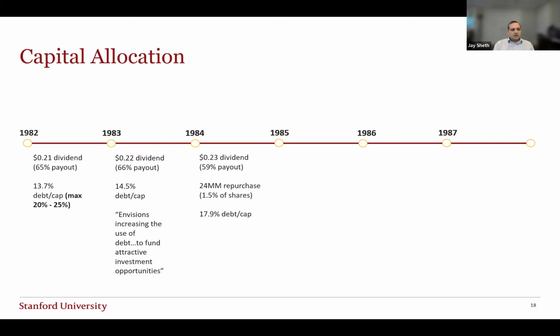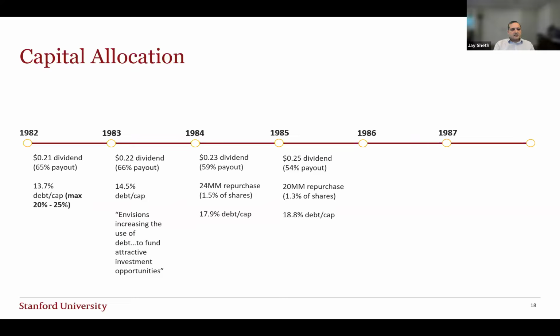In '84, again, they grew the dividend. The payout ratio went down a little bit. They bought back 1.5% of their shares, and the debt went up again a little bit as a percent of the cap. In '85, again, they grew the dividend. The payout ratio went lower. They bought back some more stock. The debt to cap went up a little bit.